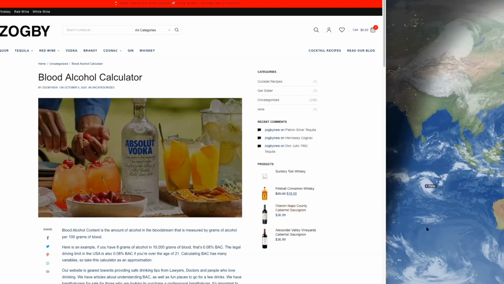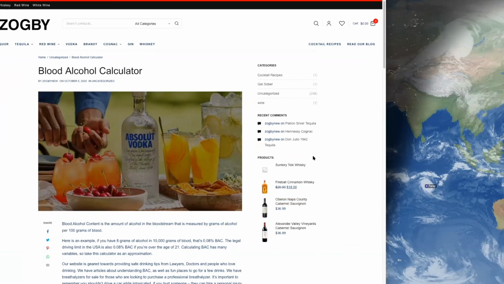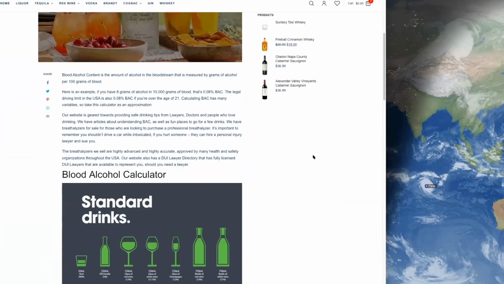Could you real quick show us how to use this calculator? Because I tried earlier and I couldn't find any kind of link or whatever.